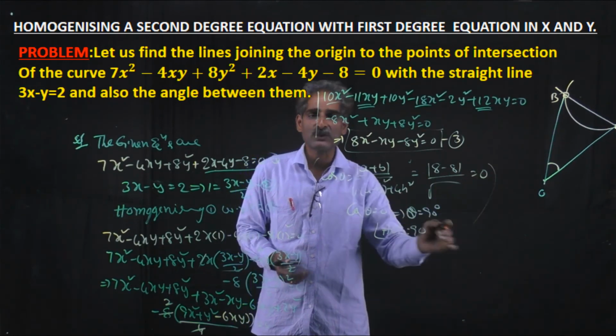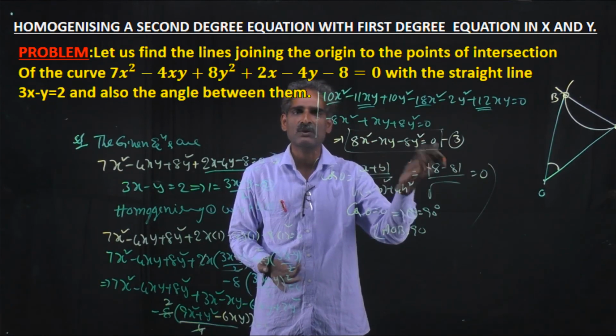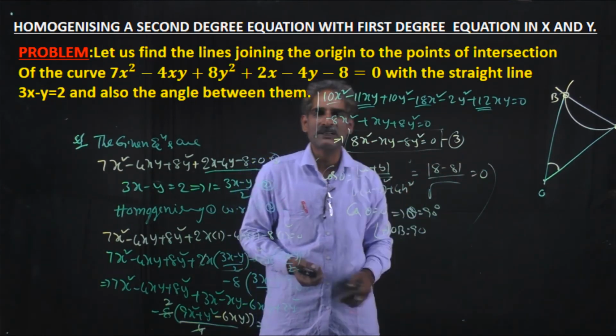Without this formula also we can say the angle between the lines is 90 degrees because the coefficient of x square plus the coefficient of y square equal to 0. Therefore the angle between the lines is 90 degrees. Okay.